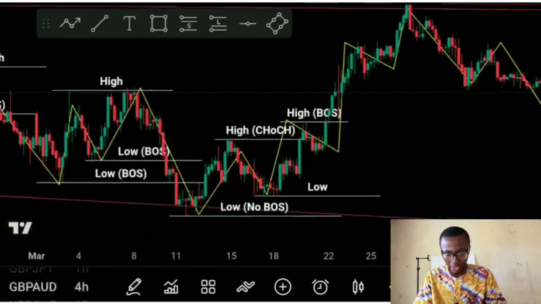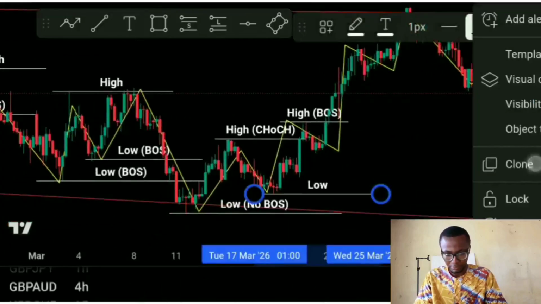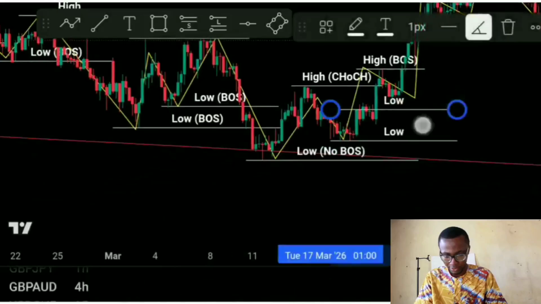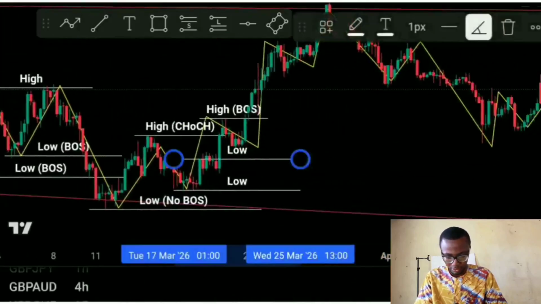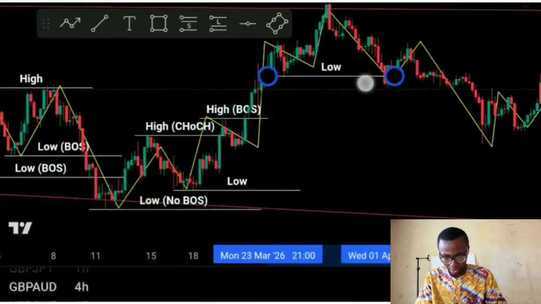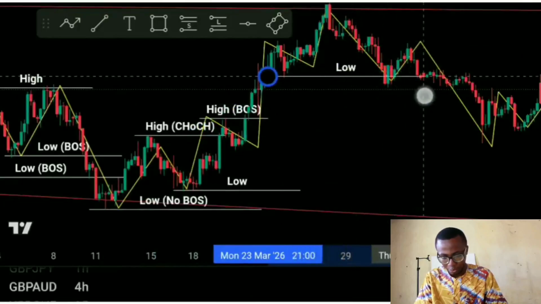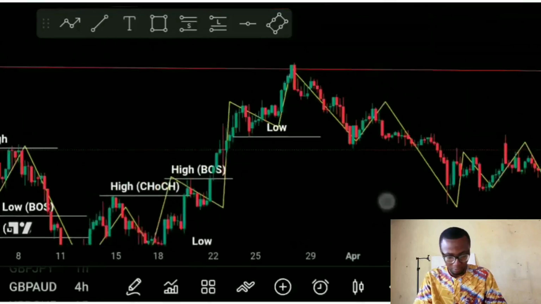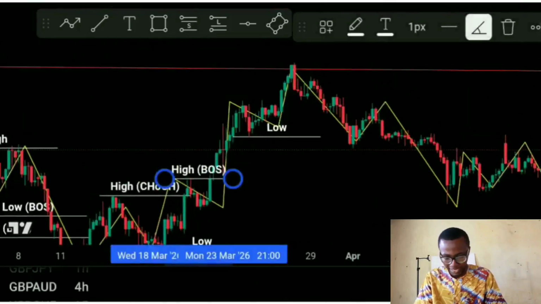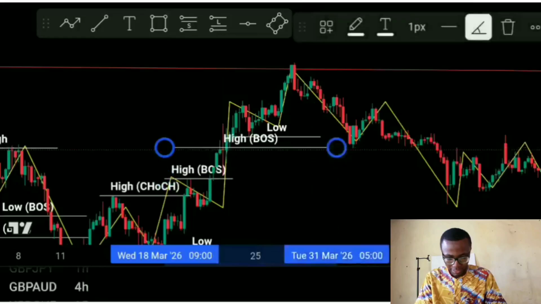Now look at another low again. Look at this low here. Let me move this thing. Look at this low here. I think that the low has been broken. That is break of structure, right? But before I come back to that low, let me finish with this high. Look at this high here.